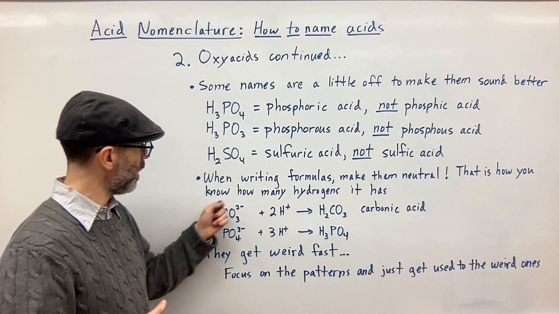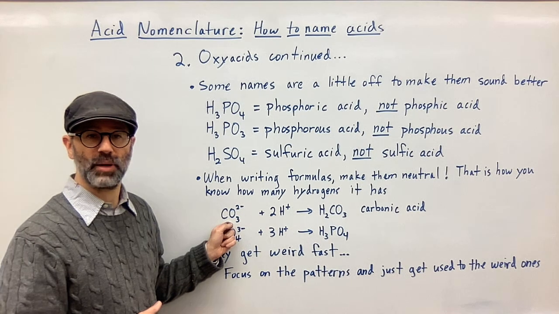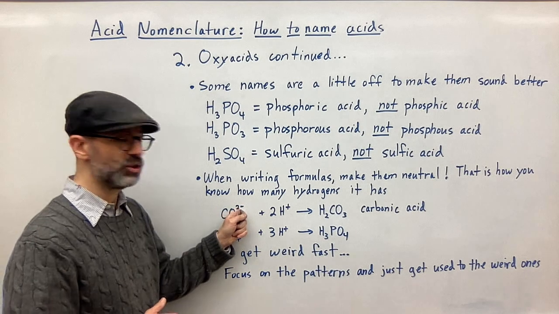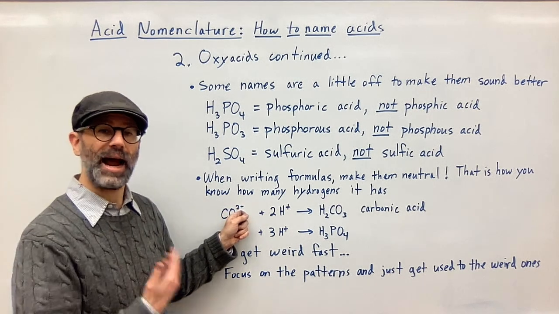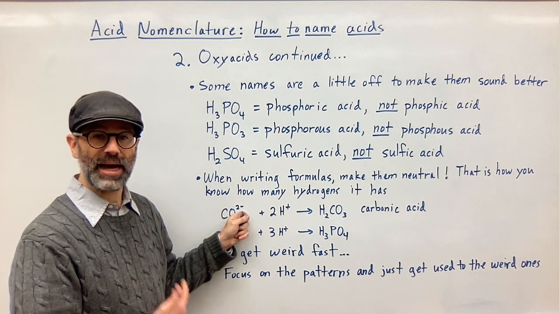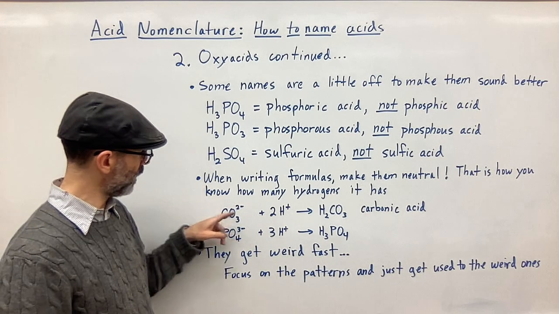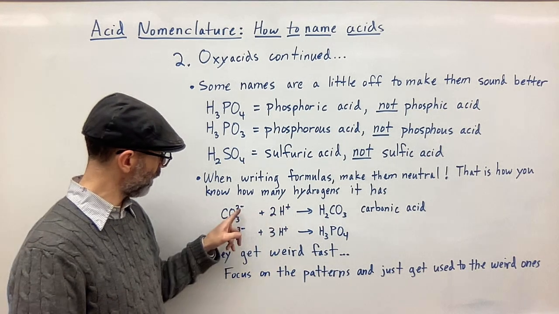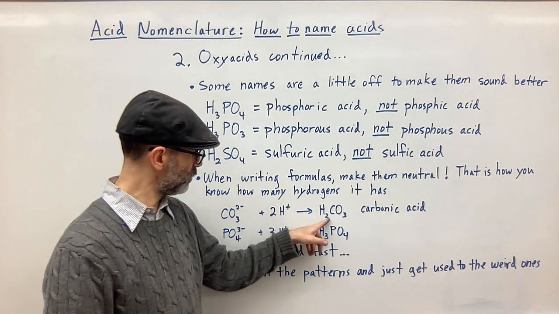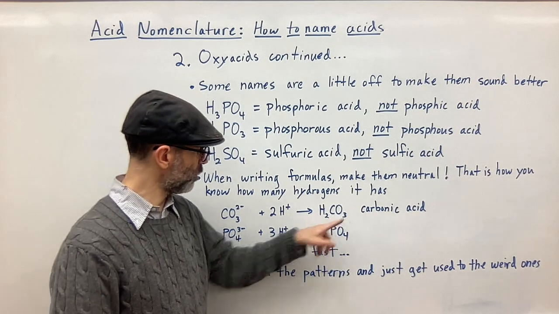So if I have a polyatomic ion here, for example, CO3 2 minus, that's my carbonate ion. My carbonate ion has a 2 minus charge. So to write the formula for the acid of this carbonate ion, I would balance the charge by adding 2 H pluses to my CO3 2 minus. So I need 2 H pluses to balance the negative charge on my carbonate. And so when I write the formula, I have 2 hydrogens with my carbonate ion, so H2CO3.